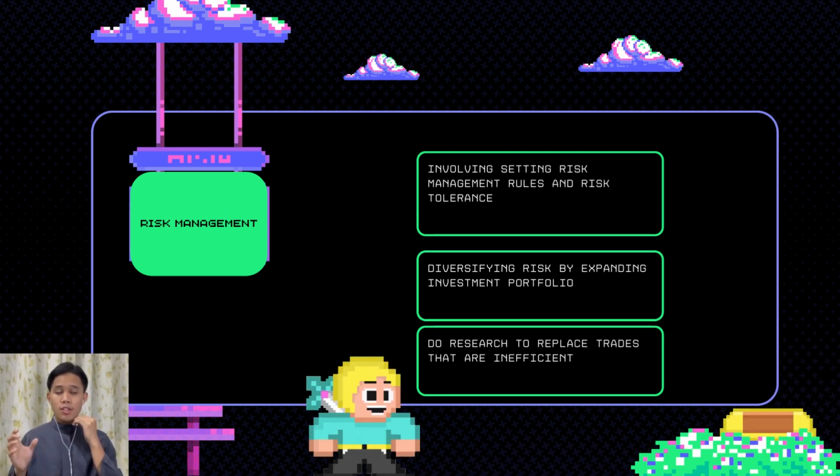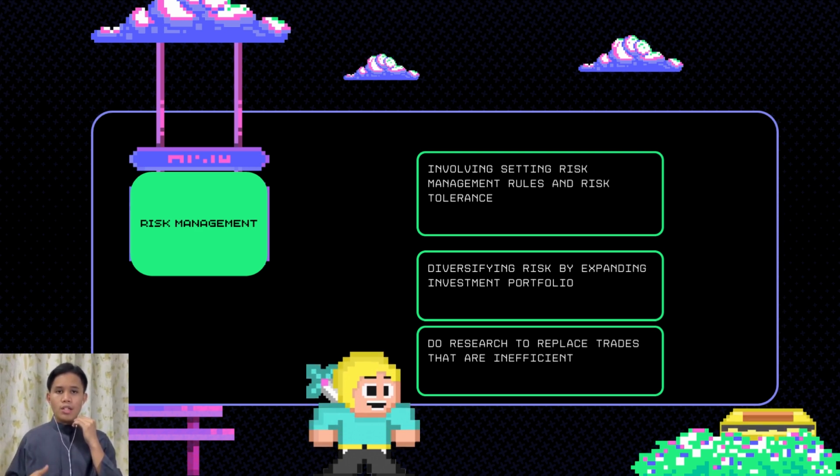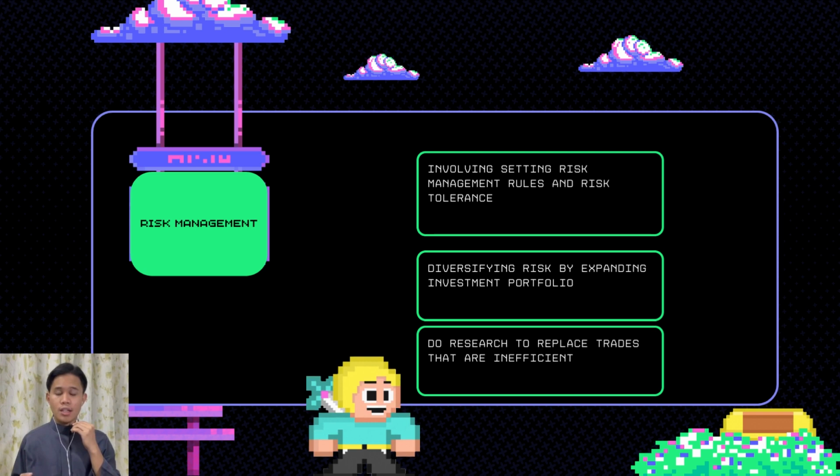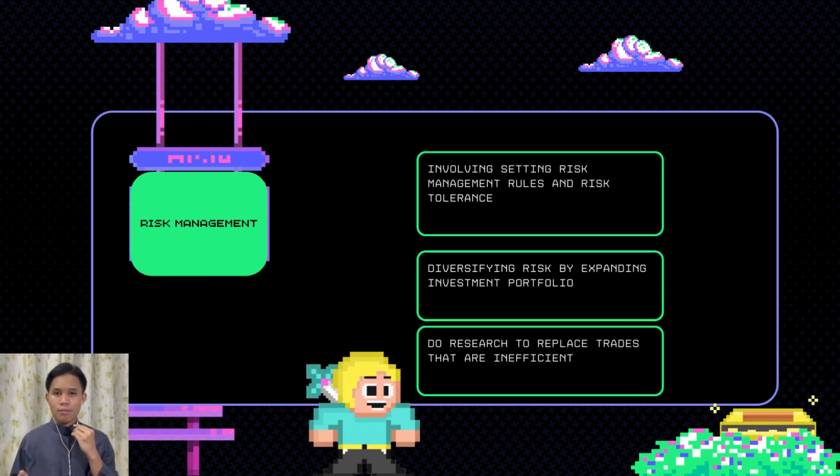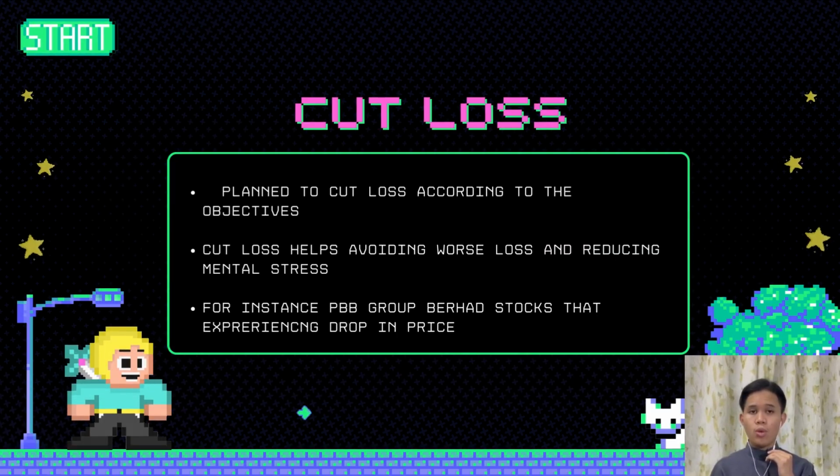For the last execution of trading plan is plan regarding the risk management. We manage our risk carefully by fixing our investment risk level and manage our risk portfolio properly. So, for instance, we reduce our unsystematic risk by diversifying our risk portfolio through investing in several companies on different sectors.